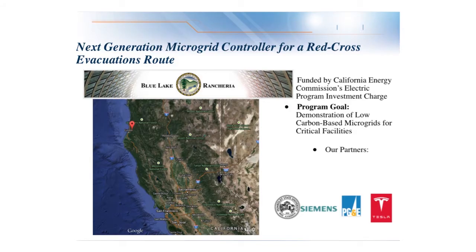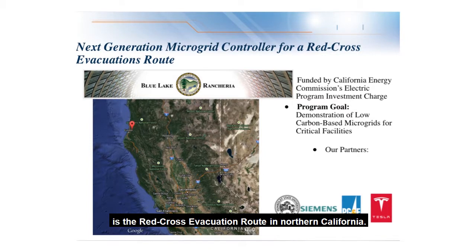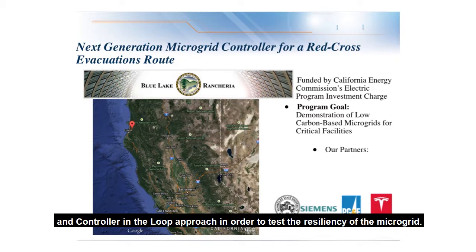those tools. One of the projects I was going to talk about is the Red Cross evacuation route in Northern California. This was a joint project with Siemens, PG&E, and Tesla for storage. In this project, what we did is we utilized a hardware in the loop and controller in the loop approach in order to test the resiliency of the microgrid.